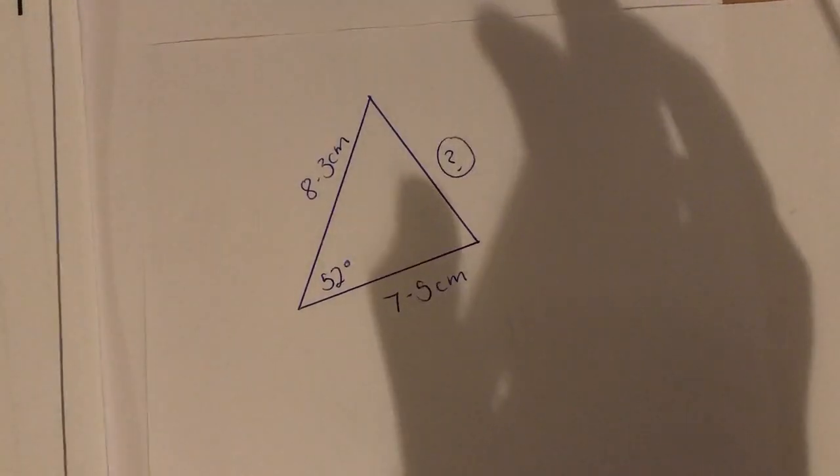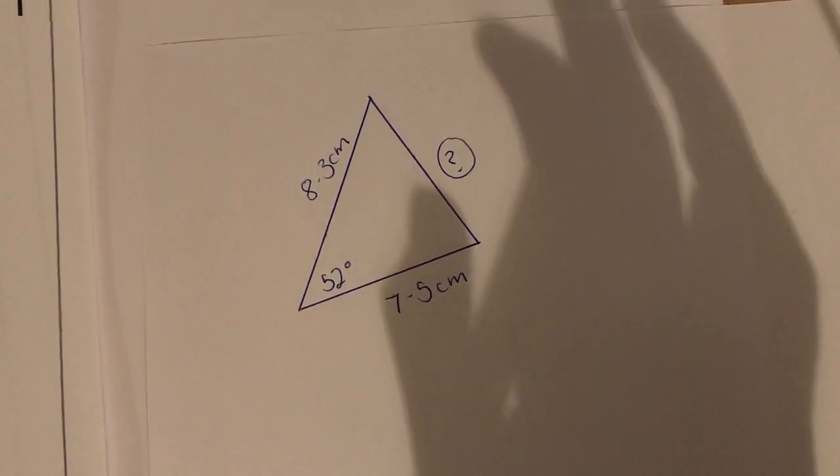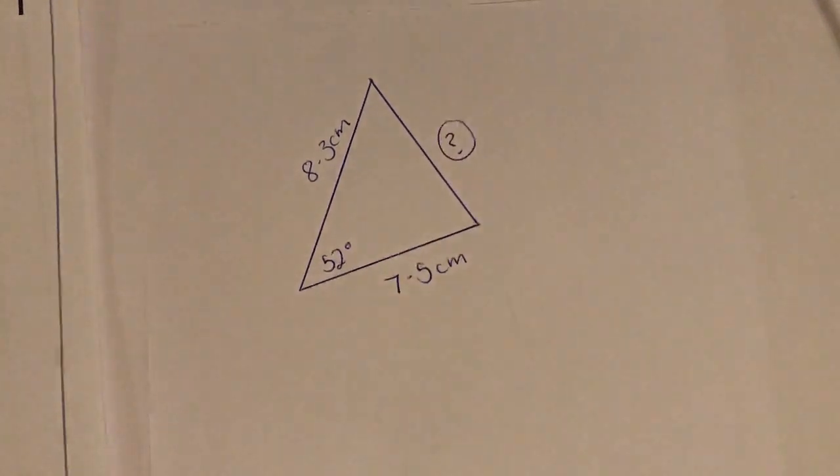Right, for this tutorial we're going to use the cosine rule to find a missing side. So I'm going to go through one straightforward example, one past paper example and one non-calculator past paper example. So let's just start with using the cosine rule to find a side.